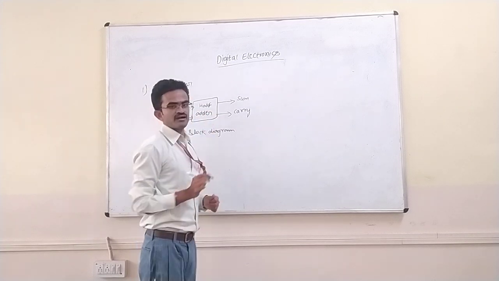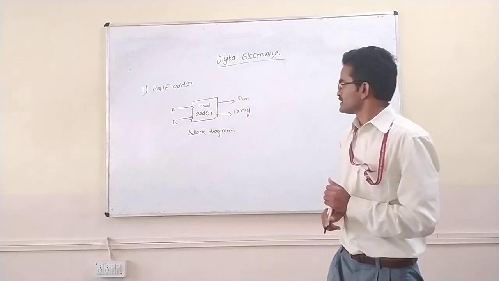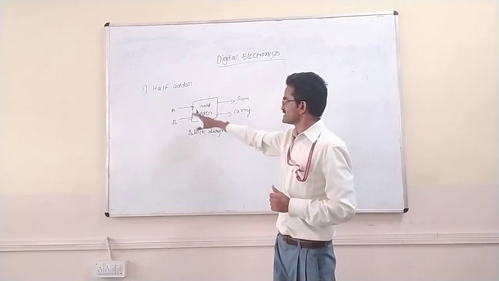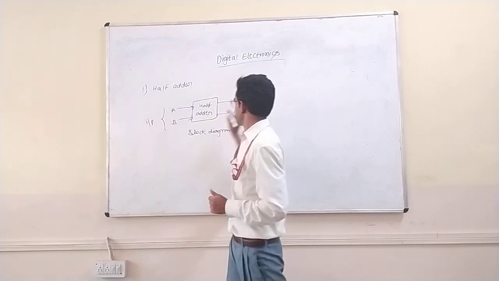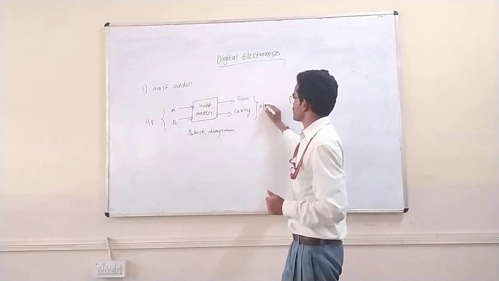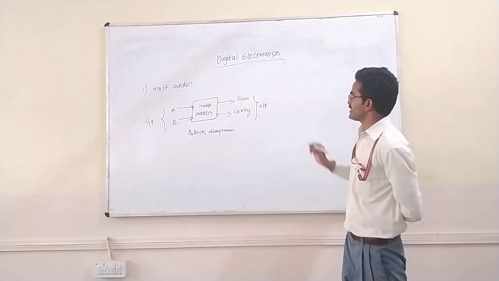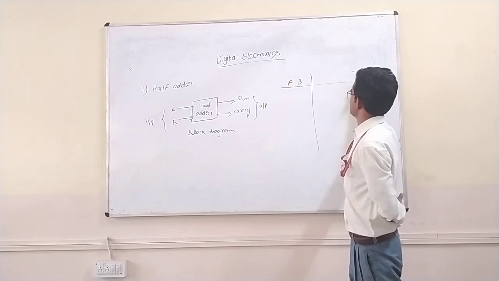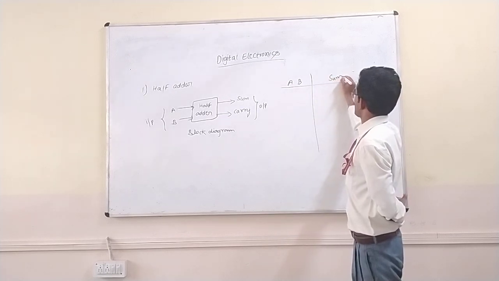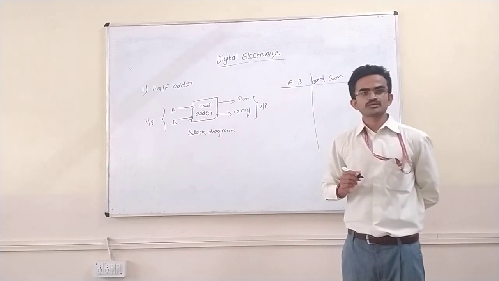So what is a half adder? A half adder is a circuit which adds two binary values. This is the block diagram for the half adder. I consider A and B as the inputs, and sum and carry as the outputs. Now we need to write the truth table for this half adder. Consider A and B as the inputs, and sum and carry as the outputs. Now here there are two inputs.